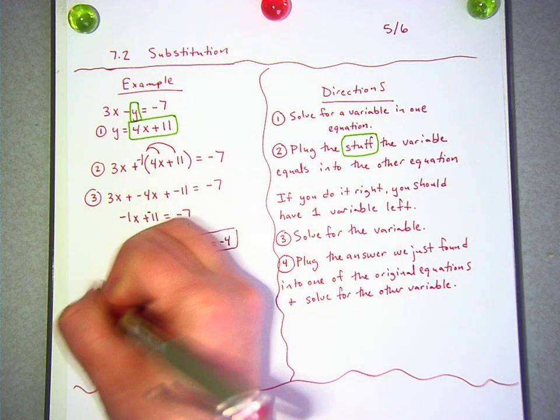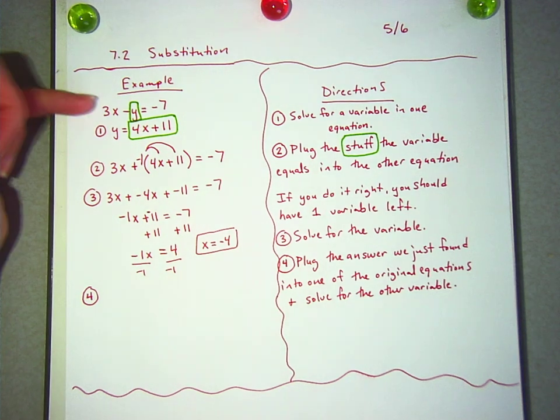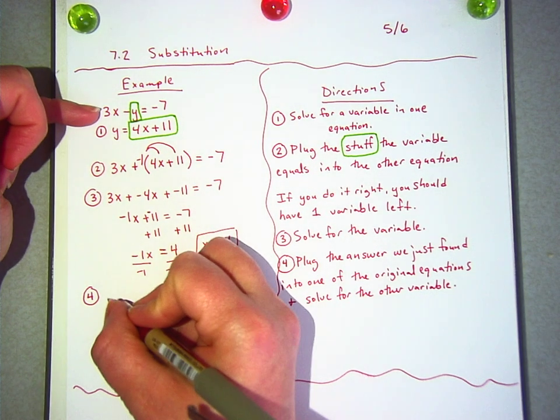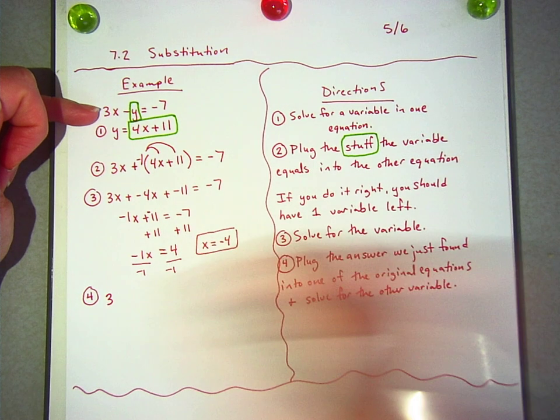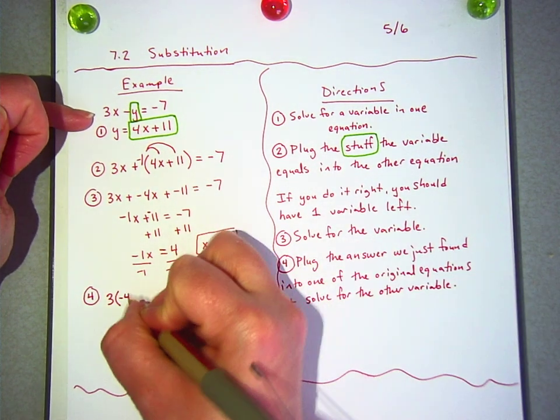Okay, now mathematicians are what? Lazy, which means that we pick the easiest equation to do. So it will work with either one. You can plug it into the top one, it'll work. You can plug it into the bottom one, it'll work. What would you prefer? The top one? Okay. So if you prefer the top one, plug it into the top one. If you prefer the bottom one, plug it into the bottom one. 3 times negative 4 instead of x.